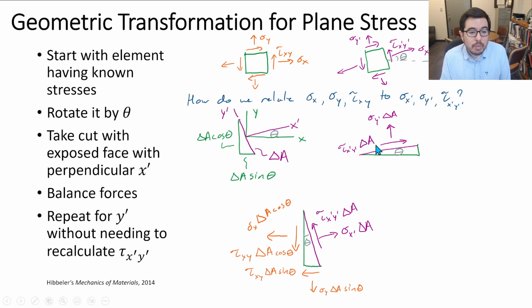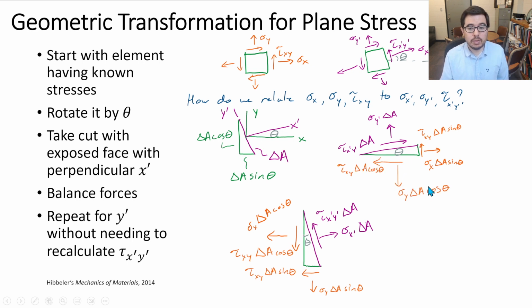This tau x prime y prime is the same as this tau x prime y prime, right? But it's acting on this top face, as you see here. And then we can also put the appropriate tau xy and sigma x on this right side. This should be, yes, this should be vertical. It's a little bit unclear the way I drew it. It's a little sloppy, right? But this is vertical. And this is horizontal, all right?